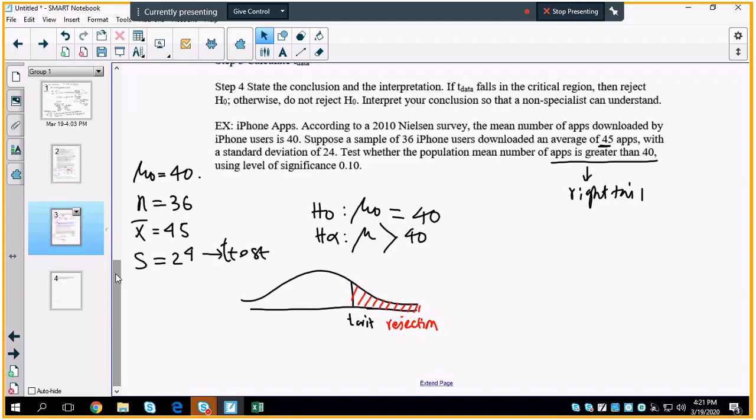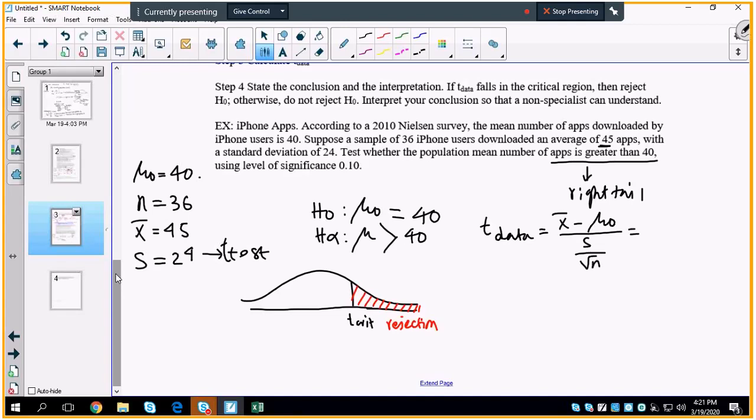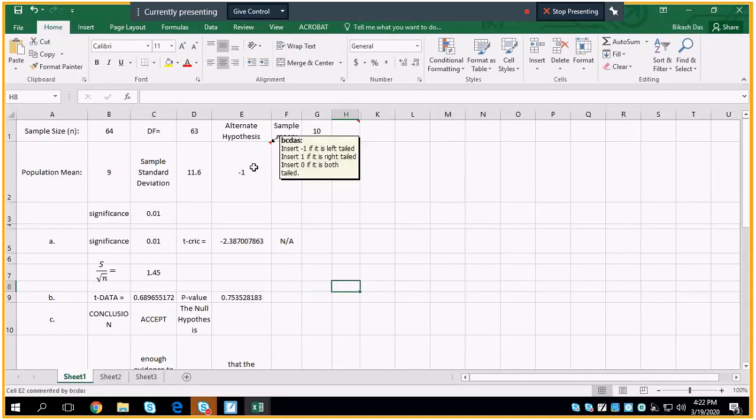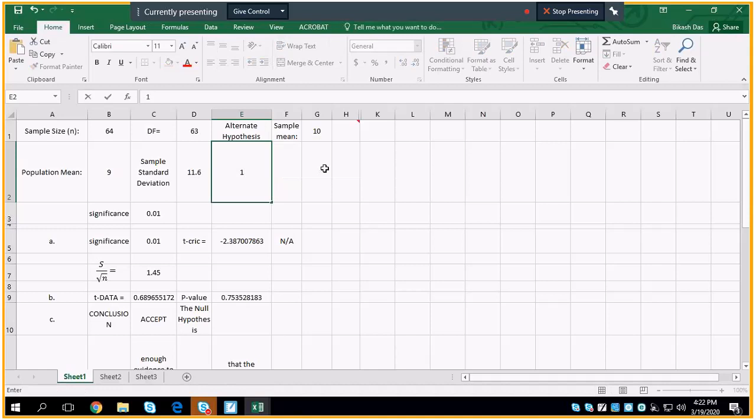So the next information is finding the t data, and the formula for finding the t data is exactly the same. It's x bar minus mu naught, and instead of sigma, use s over square root of n. But I'm not going to work it out. I will put the information in my t-test spreadsheet and all the work will be done there. So let's go there, and you are using the t-test. It's pretty similar. It said that if you're doing a left tail, use -1. If you're doing a right tail, use 1. Insert 0 for both tails. So I'm going to use 1 because this is a right-tail test.